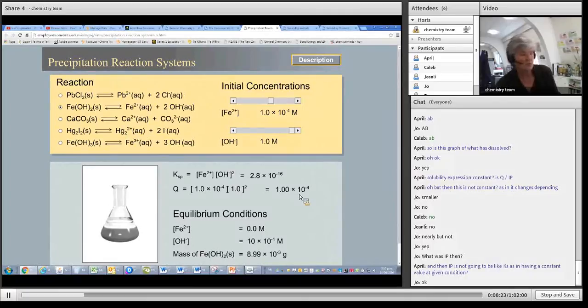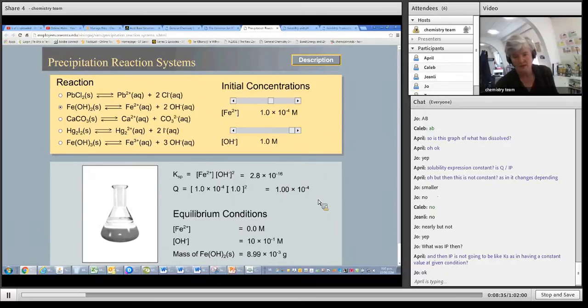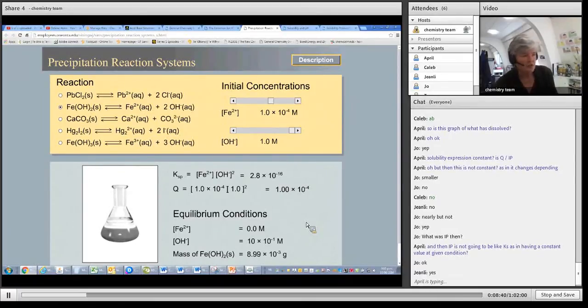So what we're just doing here is working out, at the instant of mixing, will I get a precipitate or not? If it's bigger, I will get a precipitate. If it's smaller, I won't. Does that make sense? So we're just using this as a measure to see if we're going to be getting a precipitate. And as the precipitate forms and it reaches equilibrium, then this Q value will be changing and eventually end up the same as the Ks value.